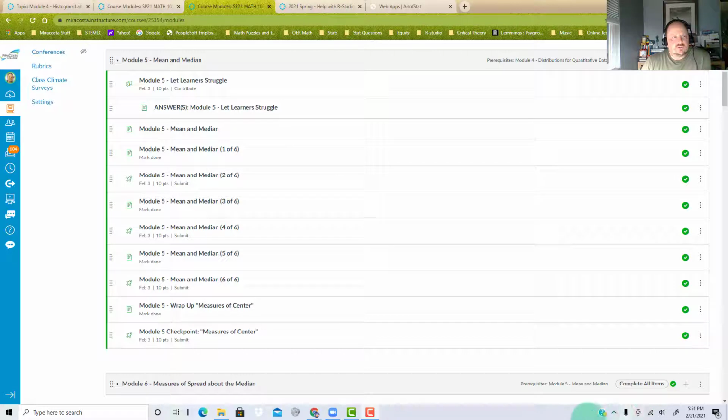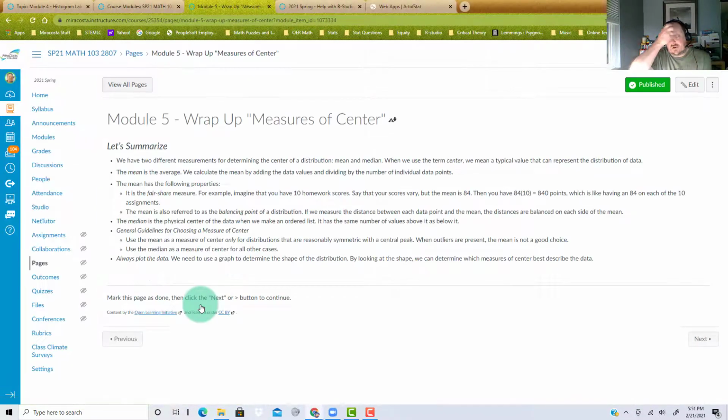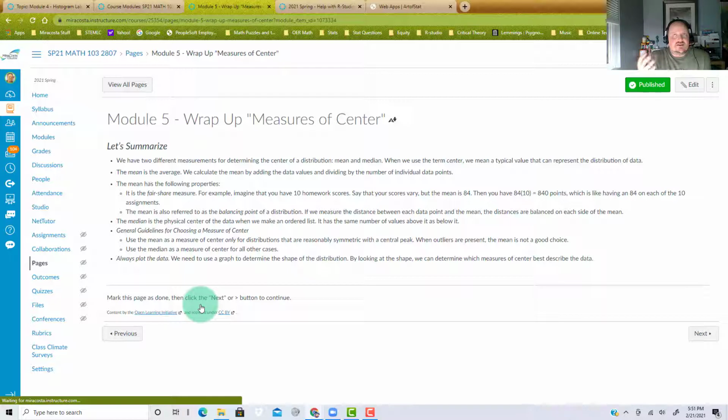If you jump down to the Module 5 wrap-up at the end when you get there, the idea here is to summarize what's going on. The idea of the mean is that it takes everything into account and then balances it. We think of that typically as the balancing point, or the fair share measure, if we're taking everything that exists and dividing it equally among the data values.